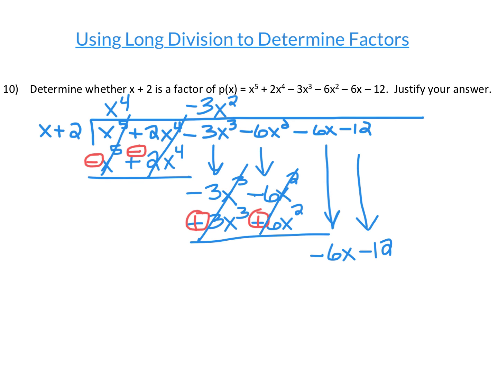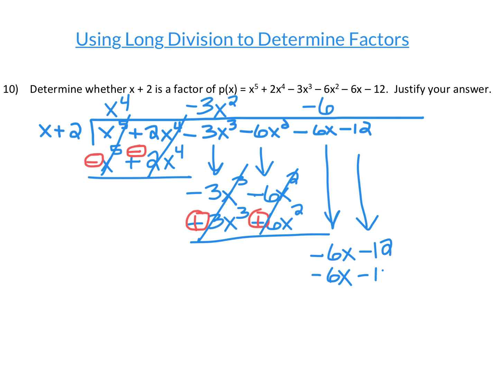Okay, so now start the process one last time. We have an x. And say to yourself, what do I need to multiply that x by to give me negative 6x? Well, just a negative 6. So I'm going to put that negative 6 right on top of this term. Okay, so negative 6 times x is negative 6x. And then negative 6 times 2 is negative 12.